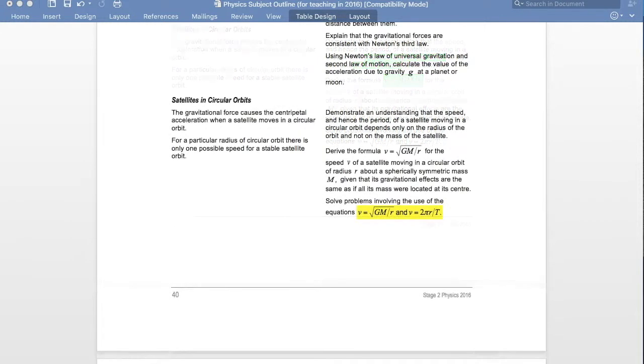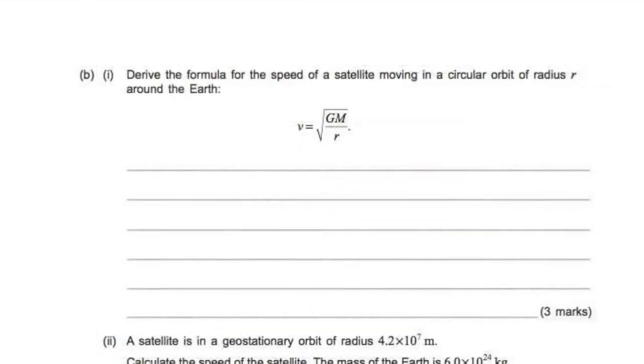It is important to remember that when using these equations to solve problems, r is measured from the centre of our mass to the satellite, and that this is different if we are calculating the height above the Earth's surface. This formula derivation comes straight from the curriculum outline.